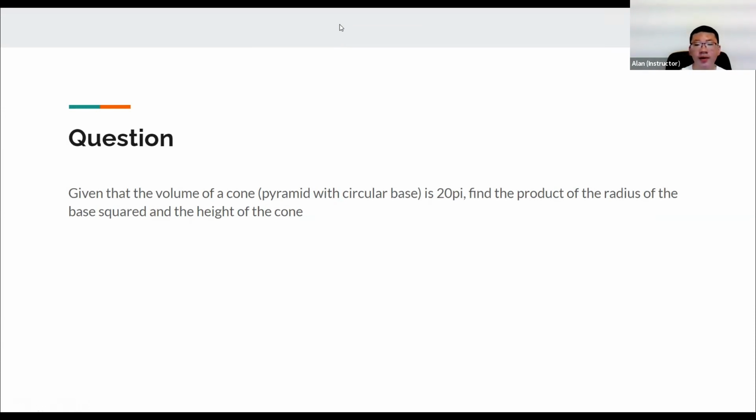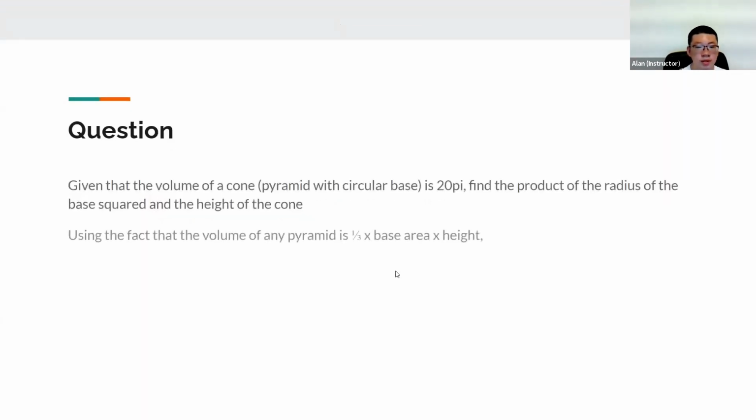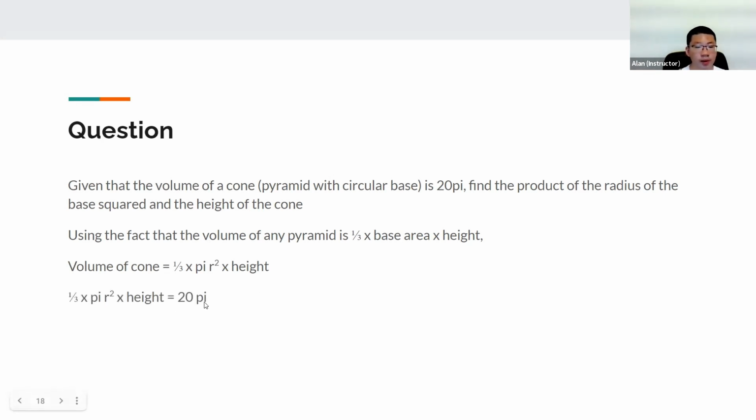Alright, so I've had some correct answers come in, so I'm going to go over it now. So what you do is you use the fact that the volume of any pyramid is 1/3 times the base area times the height. So the volume of the cone is going to be 1/3 times pi r squared, where r squared is the radius of the base circle, times the height. And so you set that equal to 20 pi, and then you divide both sides by pi and multiply both sides by 3 to get that the radius squared times the height is 60.